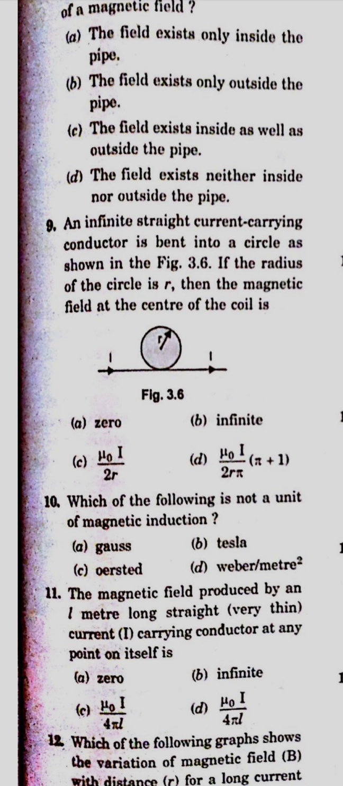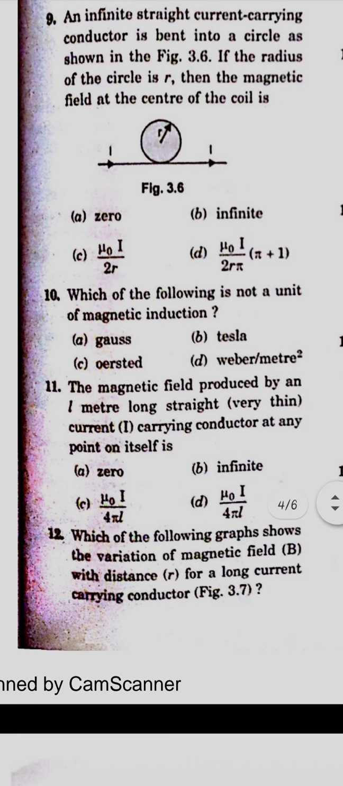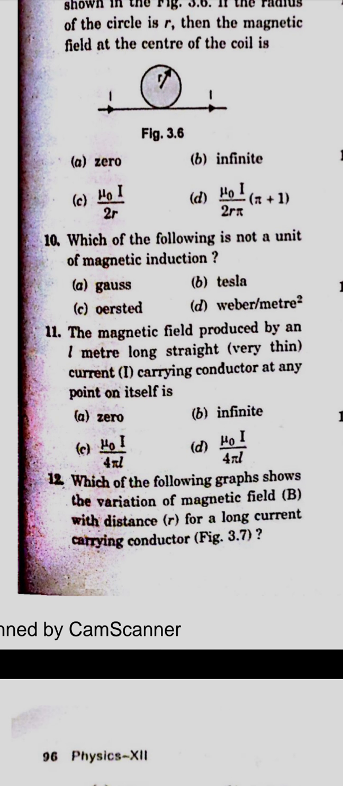The next question: which of the following is not a unit of magnetic induction? For magnetic induction we can take Tesla, which is 10 to the power 4 Gauss, and Weber per meter square is also used. So Oersted is not a unit of magnetic induction.